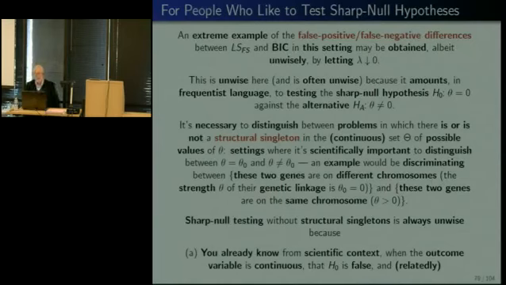In fact, it's particularly unwise here because we don't care whether theta is 0 or not. What we want to know is how big theta is. Is it big enough to be worth going forward to phase 3, both in practical and statistical terms? That's what we want to know. It is necessary to distinguish between problems in which there is or is not a structural singleton in the continuous set capital theta of possible values of theta. Settings where it's scientifically important to distinguish between theta exactly equal to some number theta 0 on the one hand versus theta not equal to theta 0. There are some settings of that kind.